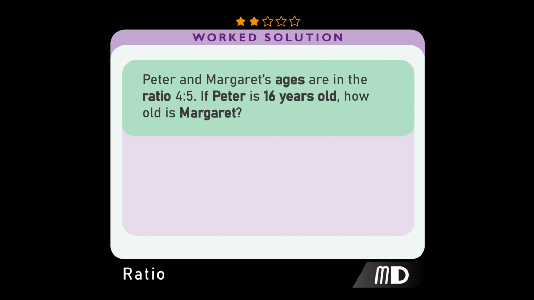A ratio is a comparison of two or more quantities. It shows the relative sizes of those quantities. In this question, we've been given the ratio of the ages of two people and the age of one of those people. The question asks us to find the age of the other person.